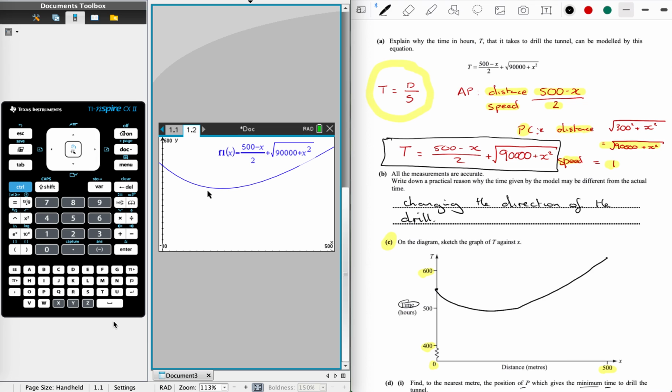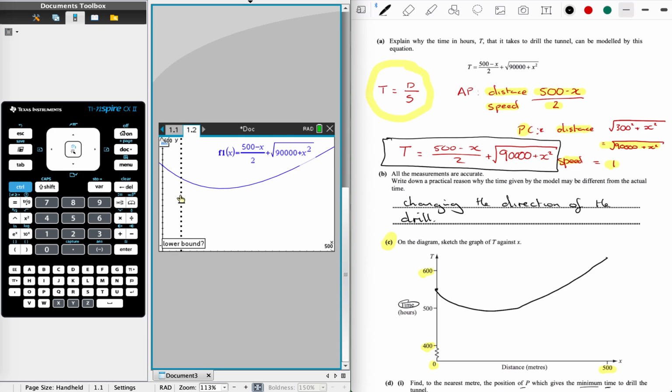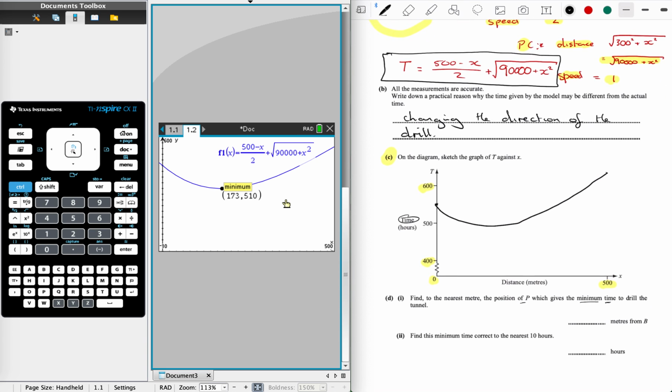And that's been incorporated into the equation that we've done. So let's have a look at where this graph is at its minimum. So menu, analyze graph, we want the minimum point. It's somewhere between here and here. And we get 1.73510. So to the nearest meter, that's distance in meters, is my x coordinate, so I can read off that as 173.